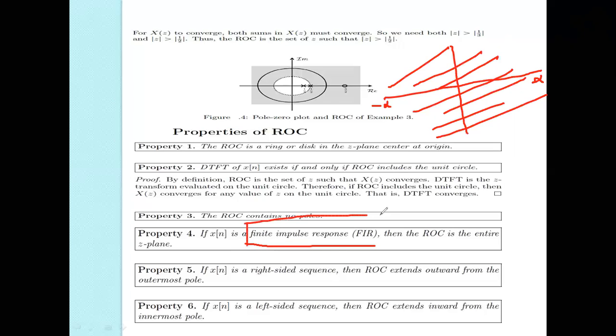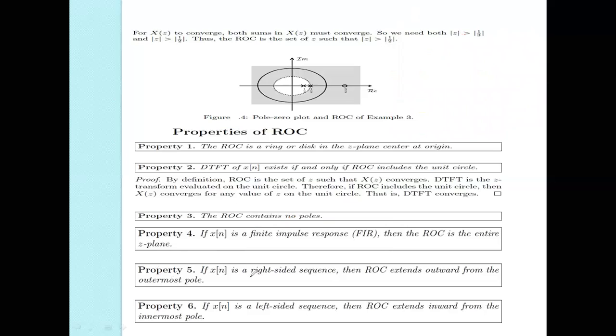If x of n is a finite impulse response, FIR, then the ROC is the entire Z plane. Not just inside or outside, we are saying the entire Z plane: from minus infinity to plus infinity, and plus j infinity and minus j infinity. It is not only at the boundary or inside the boundary. That is the fourth property.